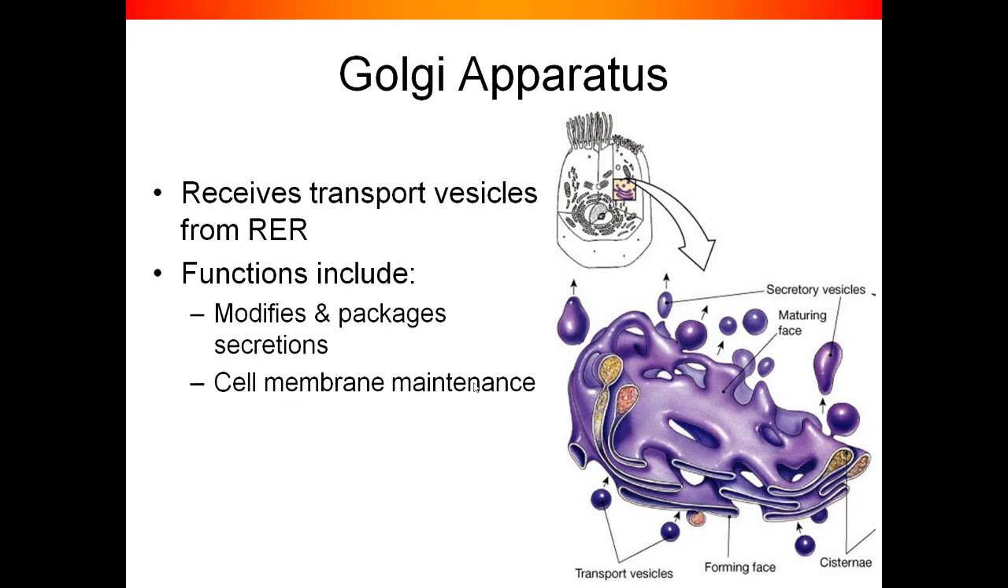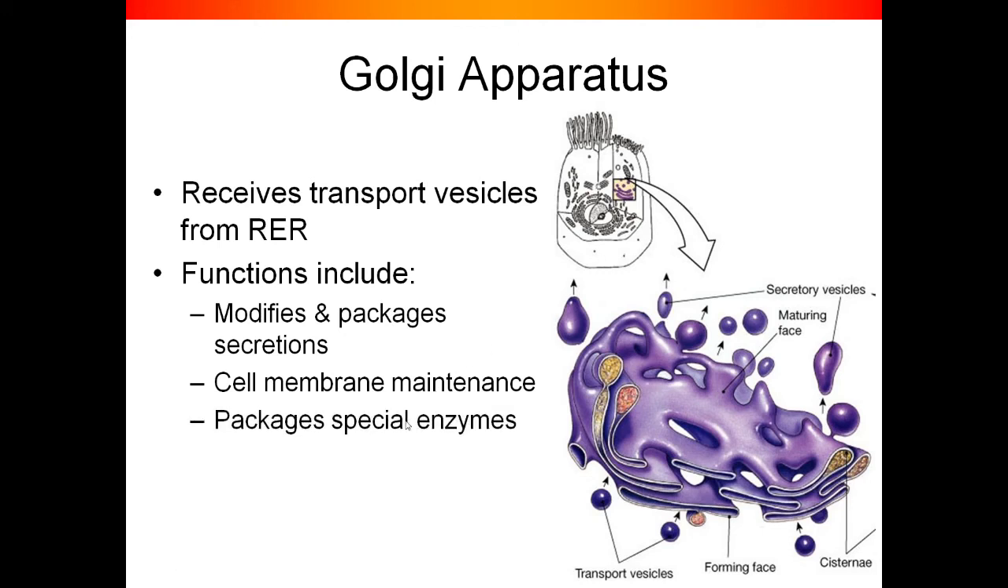Right, and what they're going to do is bind to the cell membrane in order to replace worn out pieces of cell membrane, right? This would be new membrane right here that surrounds these vesicles. And when these vesicles bind to the cell membrane, this membrane of the vesicle will get incorporated into the cell membrane.